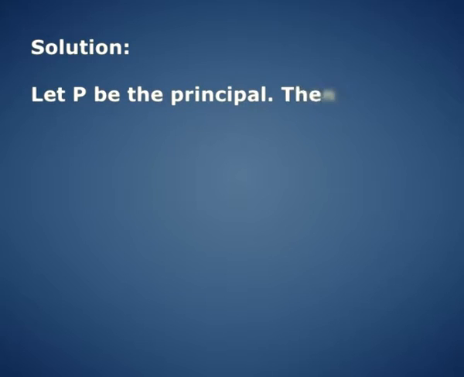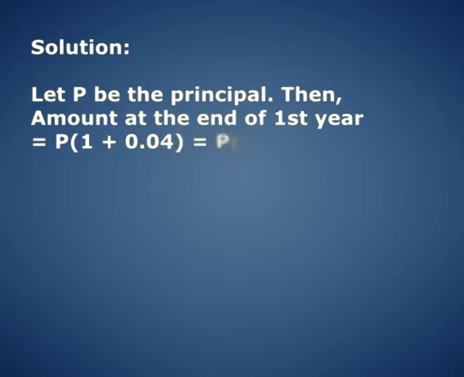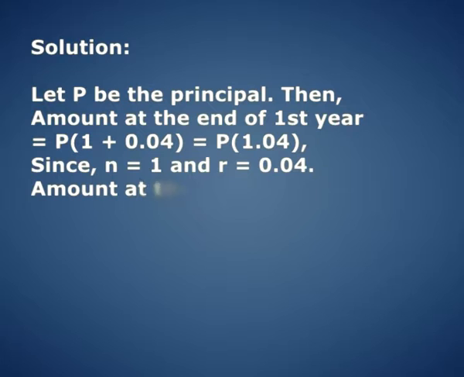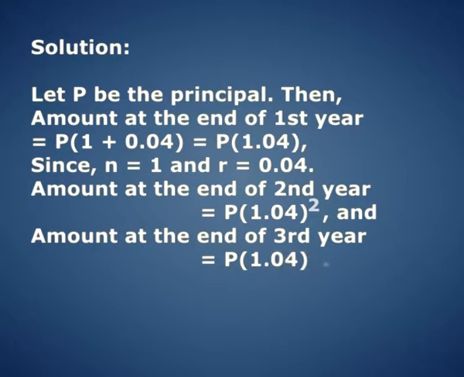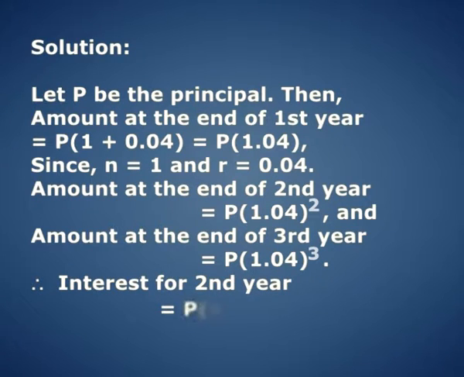Let P be the principal. Then the amount at the end of the first year is equal to P times 1 plus 0.04, so that is equal to P times 1.04. Since n is equal to 1 and r is equal to 0.04, the amount at the end of the second year is equal to P times 1.04 to the power 2, and the amount at the end of the third year is equal to P times 1.04 to the power 3.